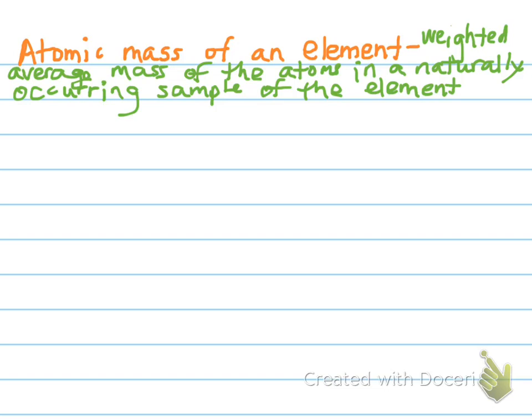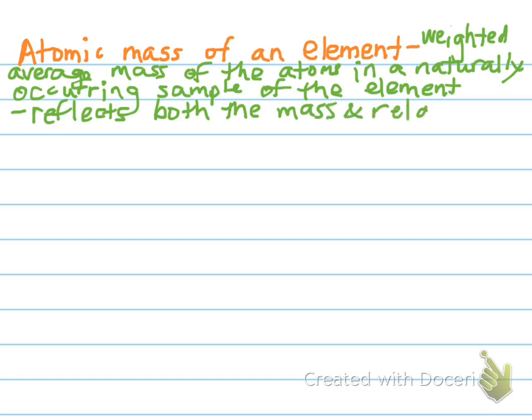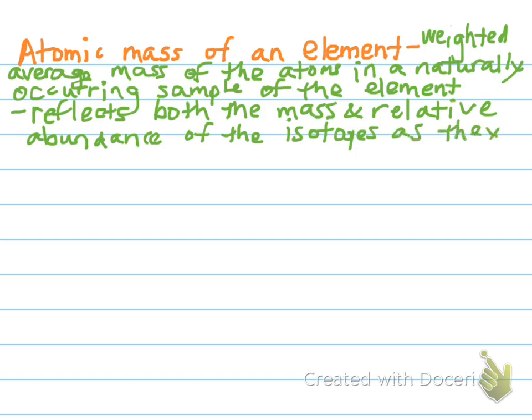So again, these atomic masses, okay, they reflect both the mass and relative abundance of the isotopes as they occur in nature.